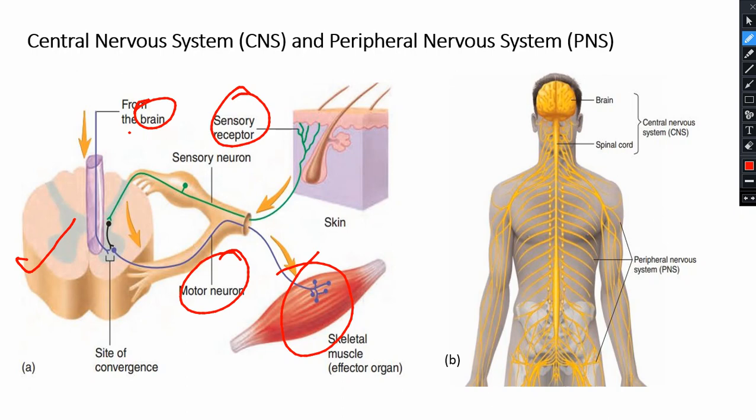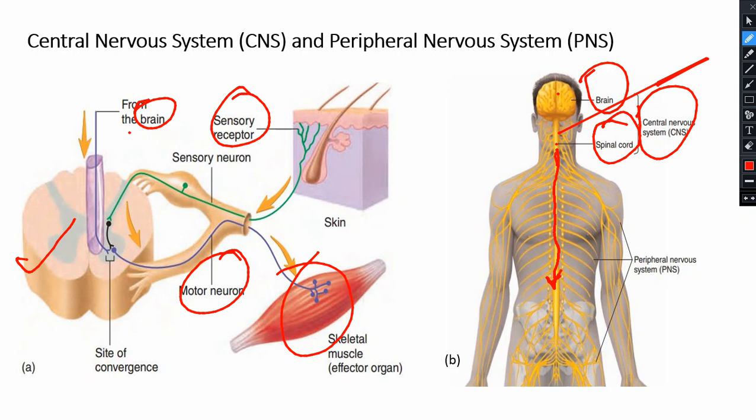Now we'll talk about the central nervous system and the peripheral nervous system. First, the central nervous system. So this is the central nervous system. The central nervous system basically consists of the brain and spinal cord. This is the brain, and this is the spinal cord, which runs from upward to downward.